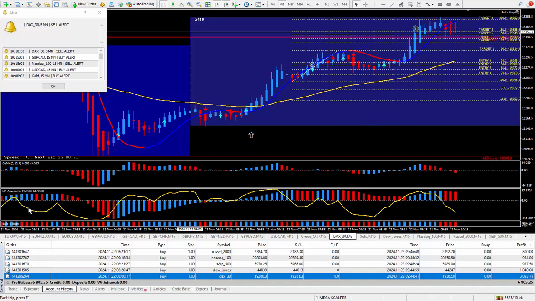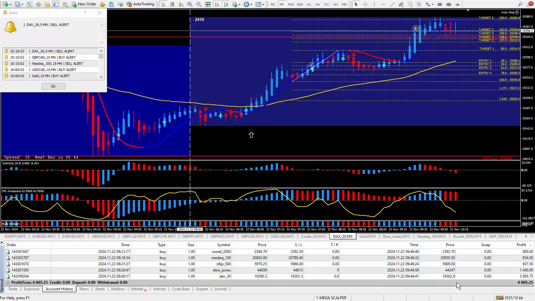So another great day of trading using my Mega Scalper. I knew obviously just by the DAX 30 alone that it's going to be well over 200. Grand total came to 1,346 ticks. And as you can see, that paid out $6,805.